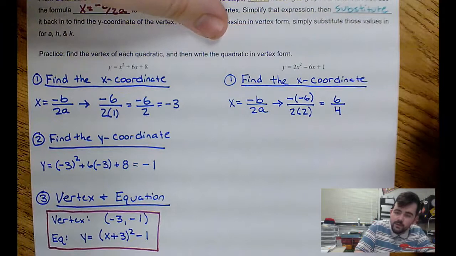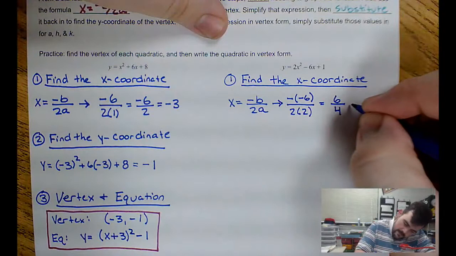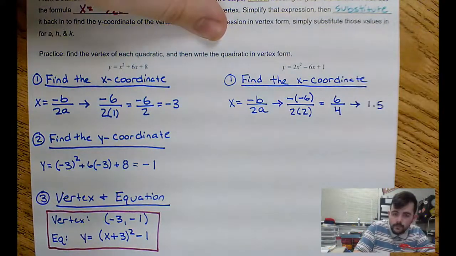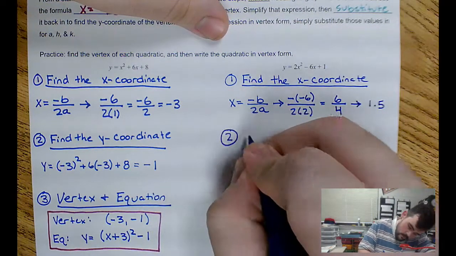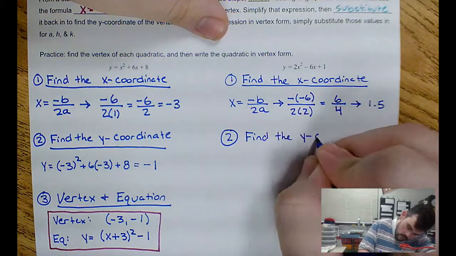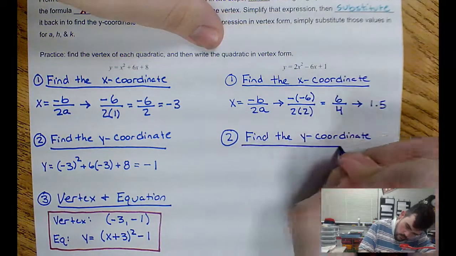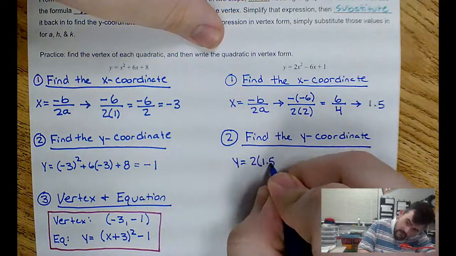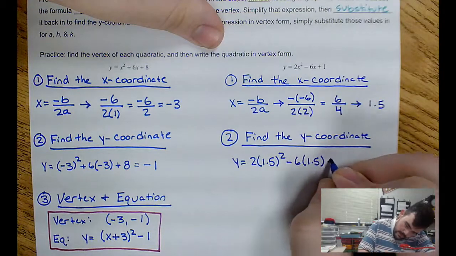And 6 over 4, I mean, you could leave it as a fraction, but it's really not important here, is going to give you 1.5. Now, step 2, find the y-coordinate by plugging 1.5 in. Y equals 2 times 1.5 squared minus 6 times 1.5 plus 1.